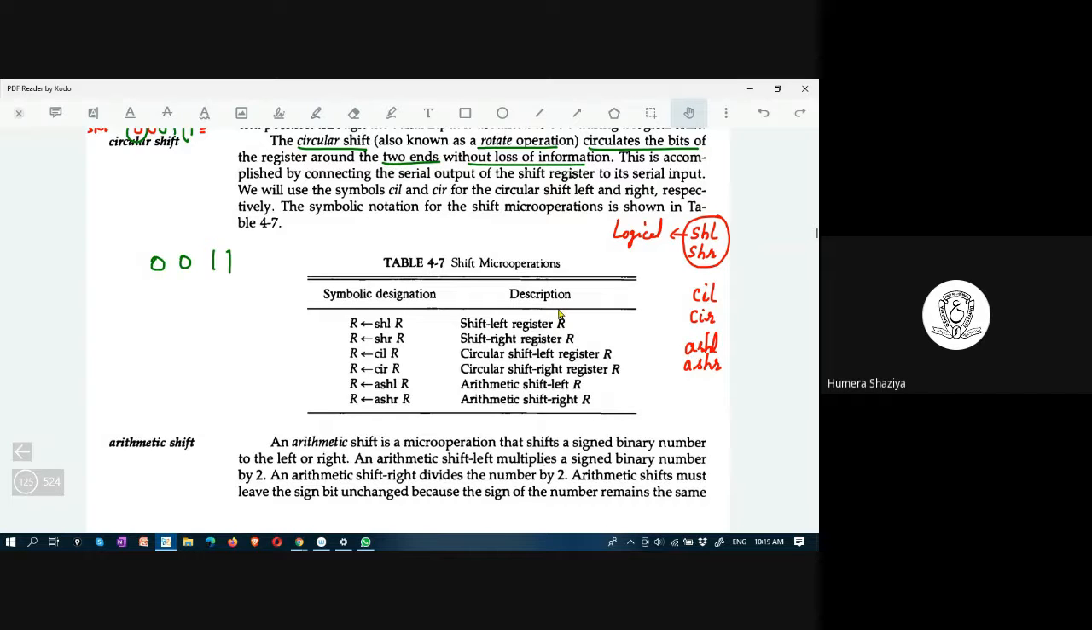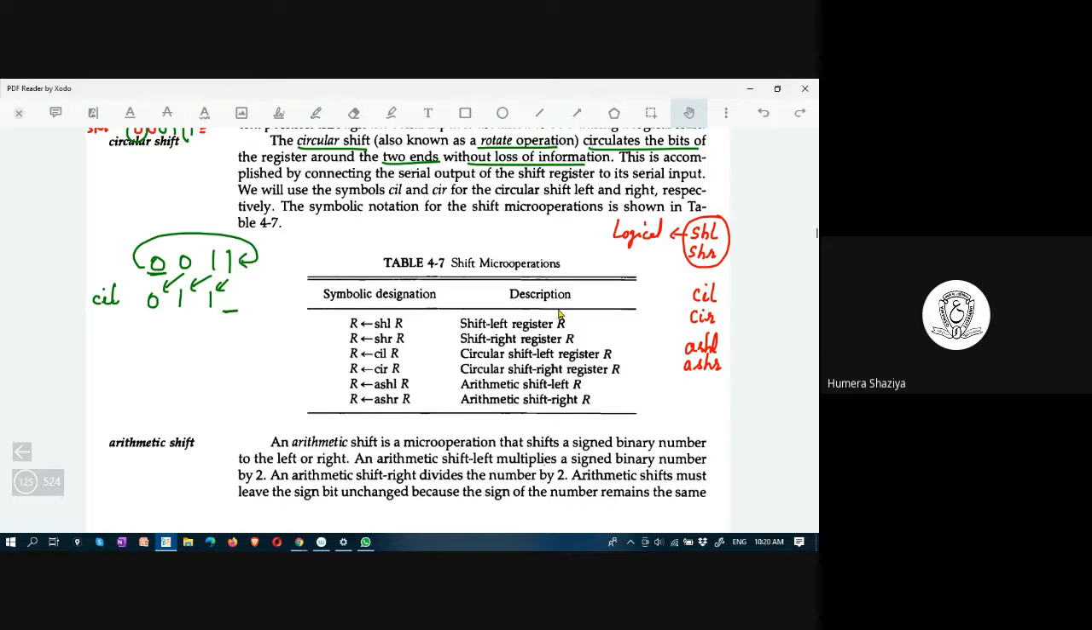What happened here? If you consider this binary number and perform the CIL operation, which is circular shift left, this one is shifted left, this one is shifted left, this 0 is shifted left. What is left? This 0. And what is the vacant position? This one. So what do you do? You bring this back like this. This is known as rotate or circular. Look at here, this is in circular fashion. You are shifting the bits.